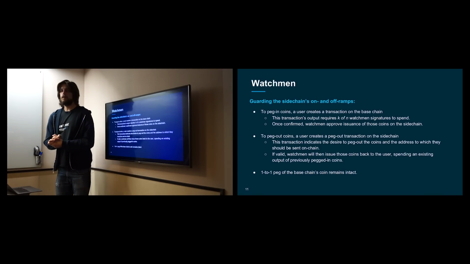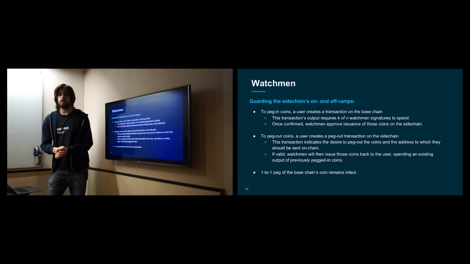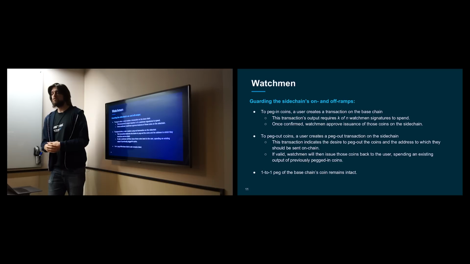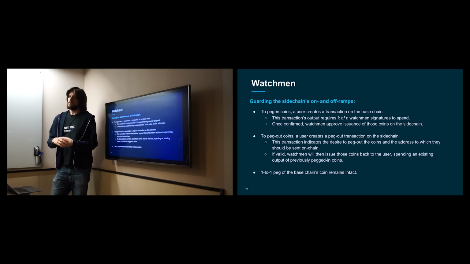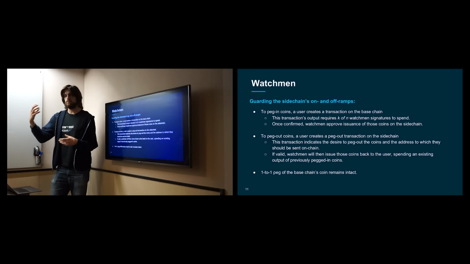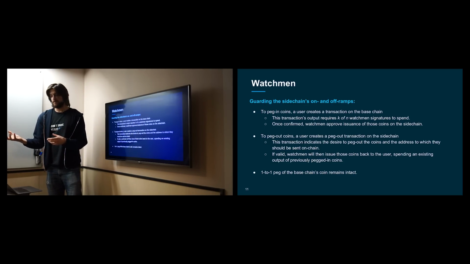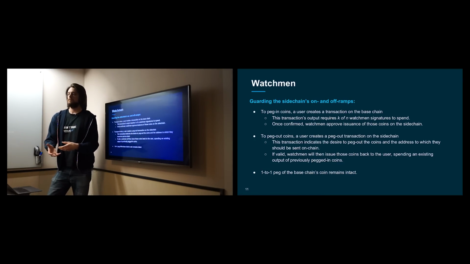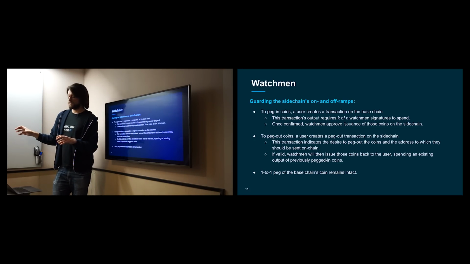So looking at the Watchmen, their primary job is just to guard the on and off ramps of the sidechain. If someone wants to peg in coins, they create a transaction on the Bitcoin blockchain, sending funds to an output that's controlled by a majority of the Watchmen. And then once it gets confirmed, if the Watchmen check it out and see, yep, these funds have been sent by us, they will then issue the coin on the sidechain.